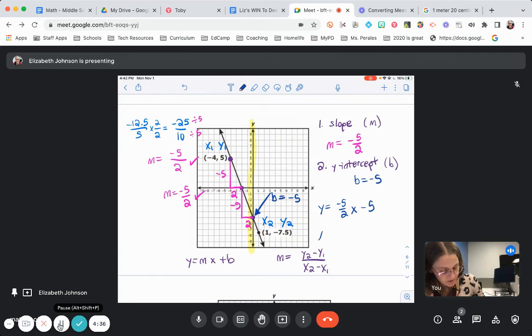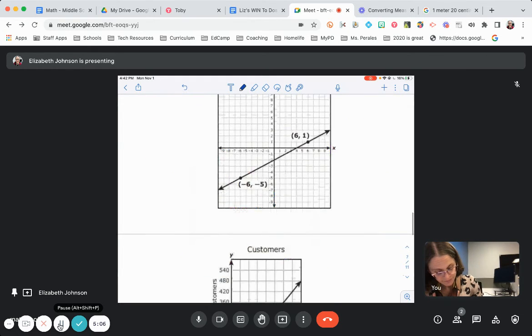Now, some of you might be thinking, Miss, mine said -2.5x minus 5. That's okay. Those are the same thing. That's 2 different ways of writing the same equation. And the reason is because -5 divided by 2 is equal to -2.5. Okay, so we really just had 2 steps. We found the slope, we found the y-intercept, and then we used those to write an equation in slope-intercept form. Let's use those same 2 steps on the next problem.